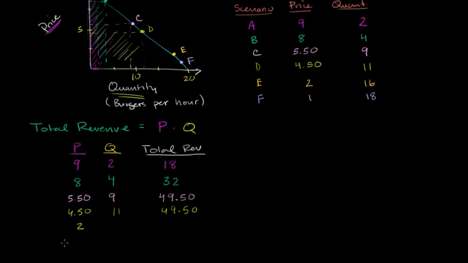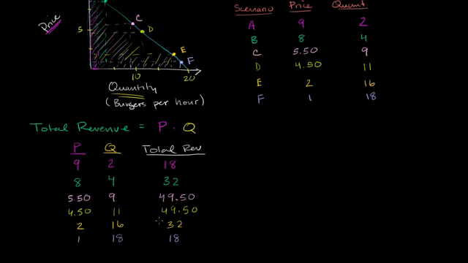Point E, my price is $2 per burger. My quantity is 16 burgers per hour. I sell a total of 32 burgers. And actually, let's just do the last one, F, just to feel a sense of completion. So $1 per burger. I sell 18 burgers per hour. My total revenue, when you multiply them, is $18 per hour. And once again, that's the area of this short and fat rectangle right over here. And E was the area of that right over there.